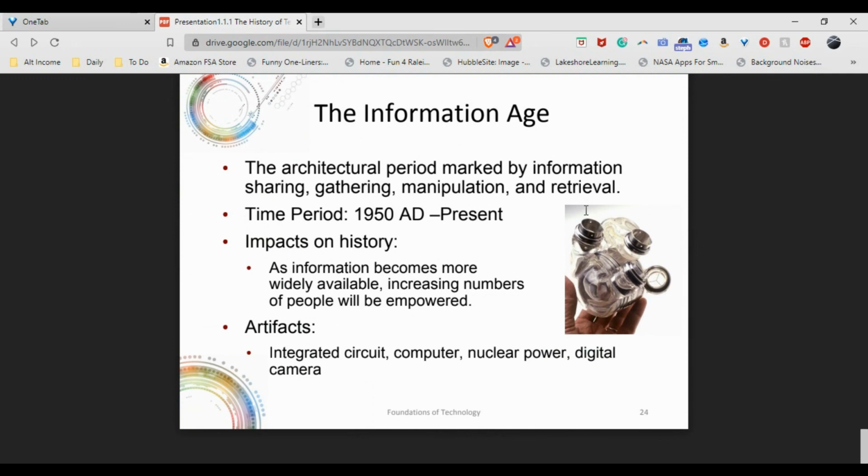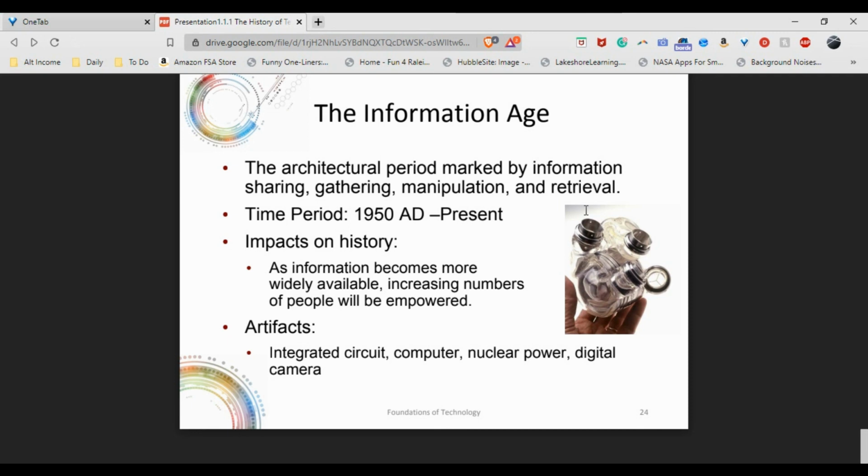And then finally, we're in our era, the current, which is the information age. Information sharing, gathering, manipulation, and retrieval. There's a lot of arguments about things within the information age, but information has always been an extremely powerful tool, and now everybody has the world of information at their fingertips, even more so than ever.